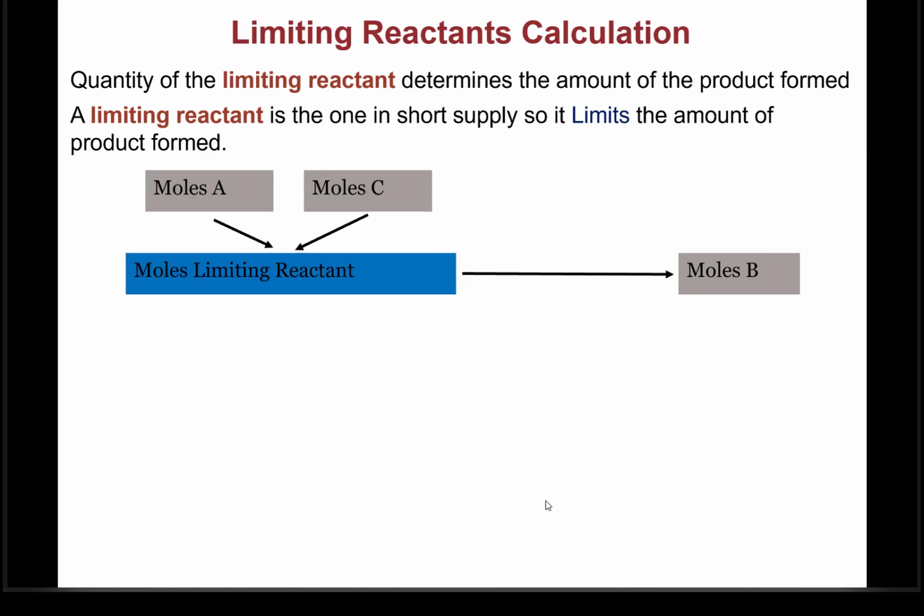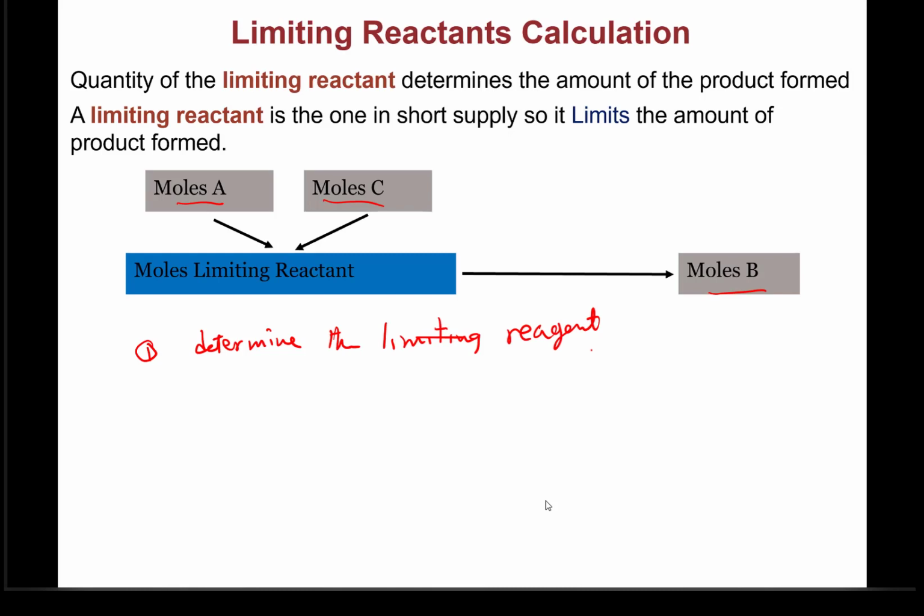Limiting reagent or limiting reactant is going to limit the reaction. So it's going to limit the amount of products that can be formed. So we have to make this comparison between the number of moles of reactant A with the number of moles of reactant C to decide which one of them is short in supply. And that one is going to determine how many moles of the product B are going to get formed. So in this type of calculation, the first step is determining the limiting reagent or reactant. It's the same thing.